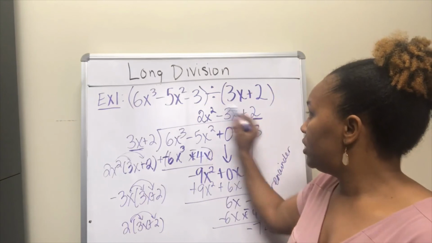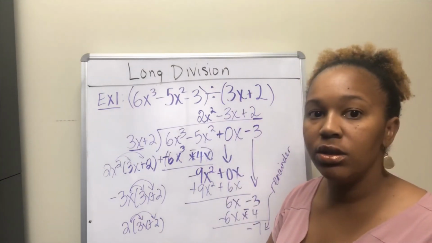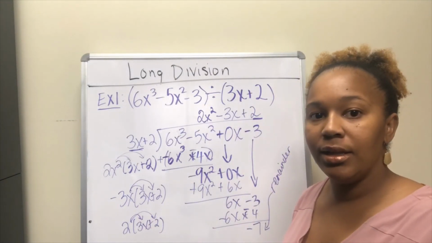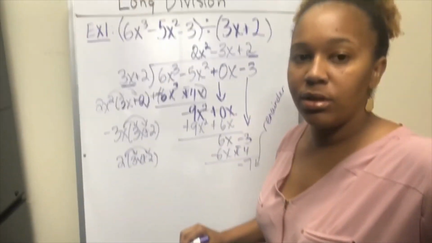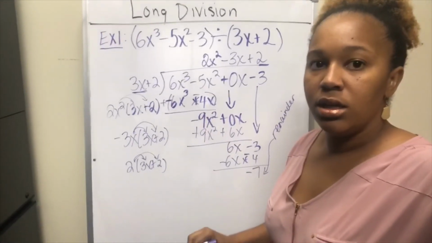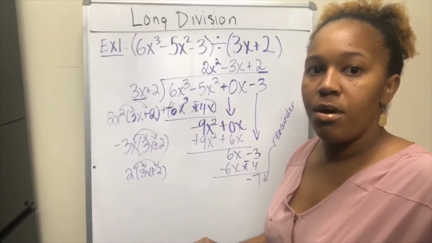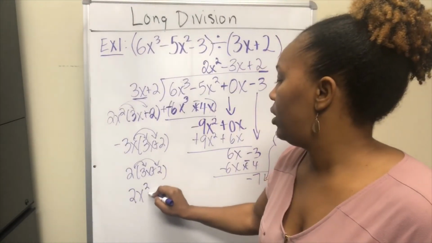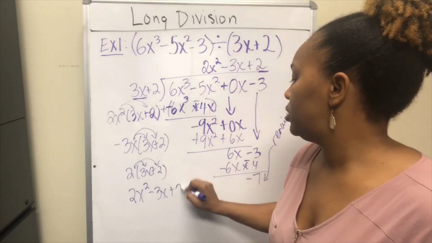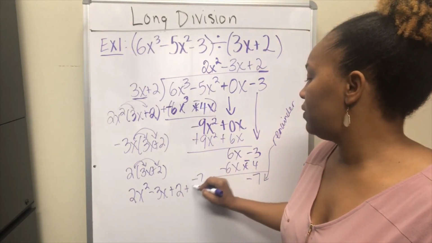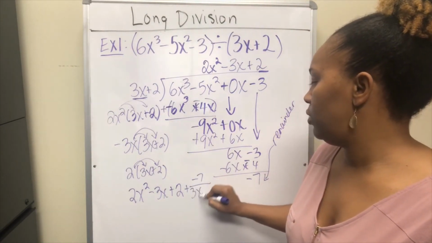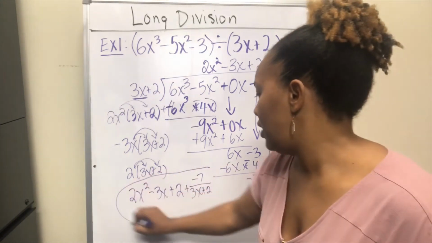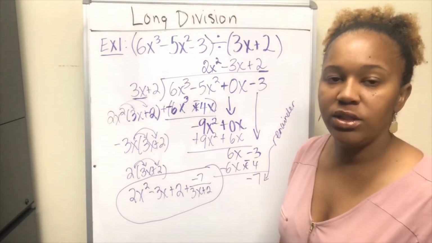So my solution, this is my quotient. So my solution would actually look like this. And I'm going to adjust my camera a little so you can see. So my solution would actually look like this. 2x squared minus 3x plus 2 plus negative 7 over the divisor, which is 3x plus 2. So that would be your solution to that division problem.